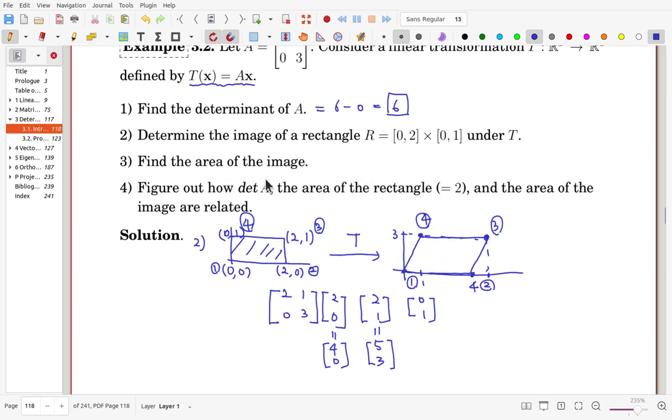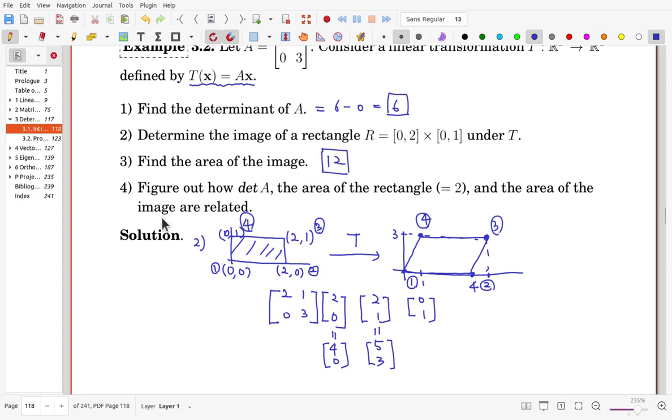Find the area of the image. Bottom length is 4, height is 3. So here, that is now 12. We write down here 12. Quite easily you can get it.